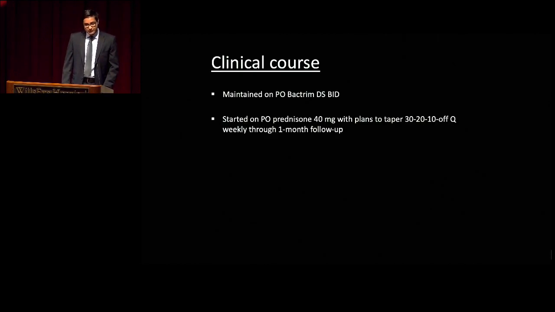So given high concern for toxo, the patient was continued on Bactrim. He was also started on systemic steroids with plans to taper. Just a question for the attendings: how early would you feel comfortable starting steroids in a patient like this? And is there a role for either periocular or intraocular steroids as opposed to systemic?